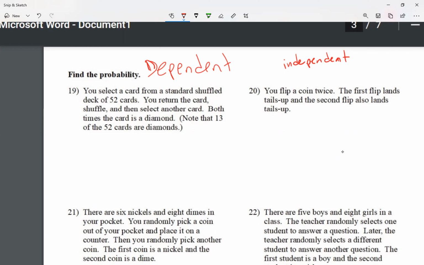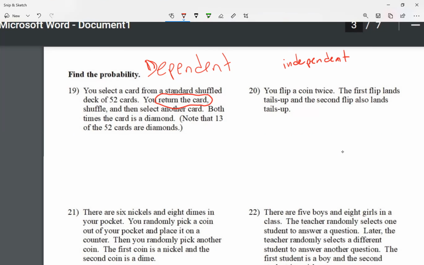So let's see. So you select a card from a standard shuffled deck of 52 cards. You return the card. This is a big thing here. So let me highlight it. You return the card. Shuffle and then select another card. Both times the card is a diamond. Note that 13 of the 52 cards are diamonds.